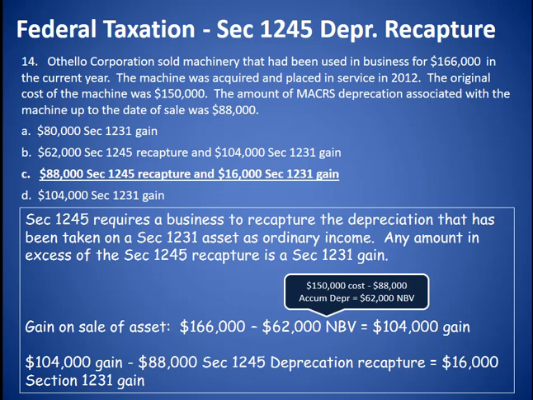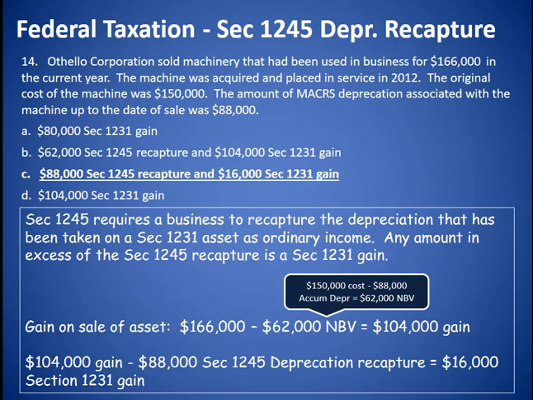The character of the gain would be an $88,000 Section 1245 recapture and $16,000 Section 1231 gain. Again, remember that Section 1245 requires a business to recapture the depreciation that has been taken on a Section 1231 asset, and it recaptures that as ordinary income. Any amount in excess of the 1245 recapture is a Section 1231 gain.